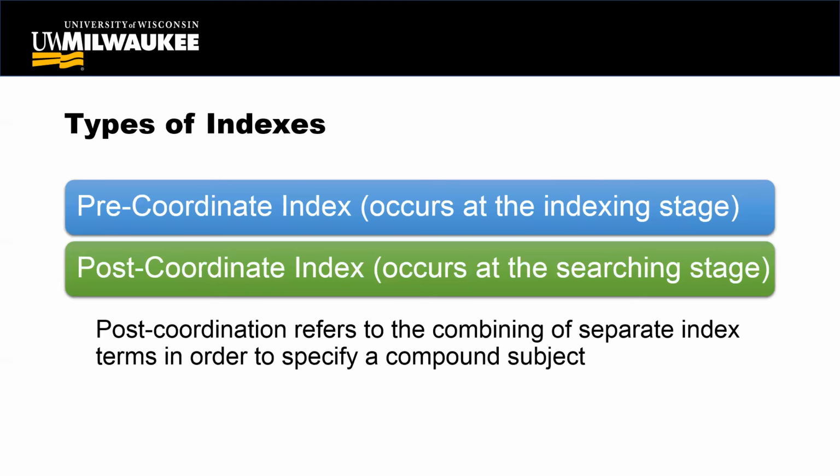There are two types of indexing. One is pre-coordinated indexing, the other is called post-coordinated indexing. The difference is that pre-coordinated indexing occurs at the indexing stage, and post-coordinated indexing occurs at the searching stage. So one is at the organization part, the other is at the searching part.